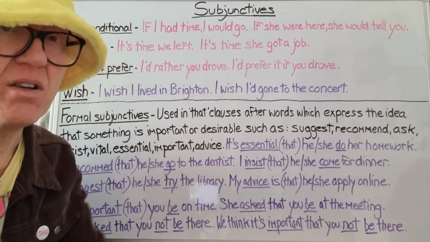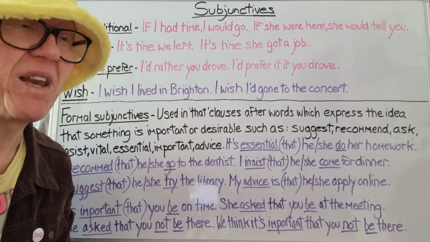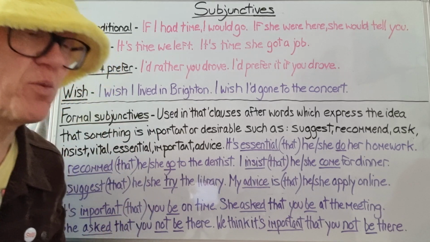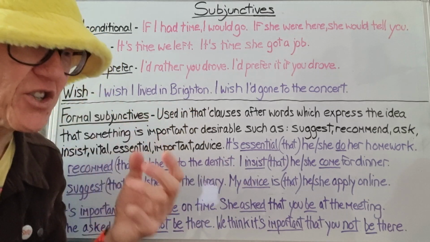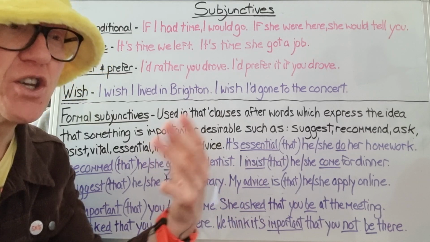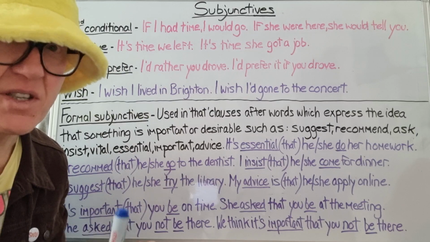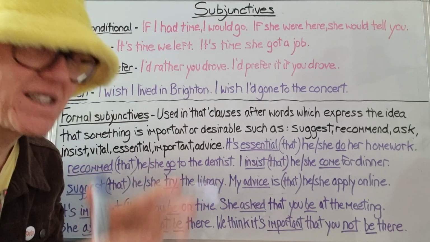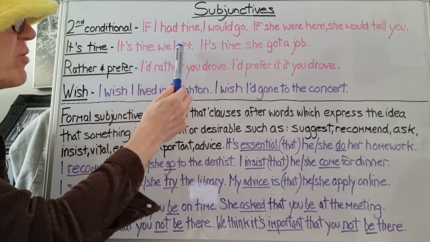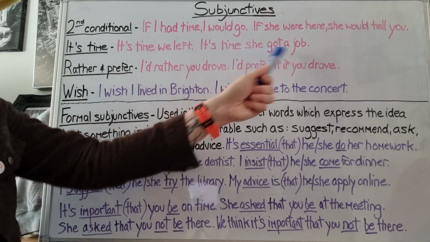It's 3 o'clock. Oh, it's time we left. We planned to leave at 2. So when you use this form, the action should have happened sooner. This implies, oh, come on, let's do this. It's not too late, but it's later than it should be. It's time we left. It's time she got a job.